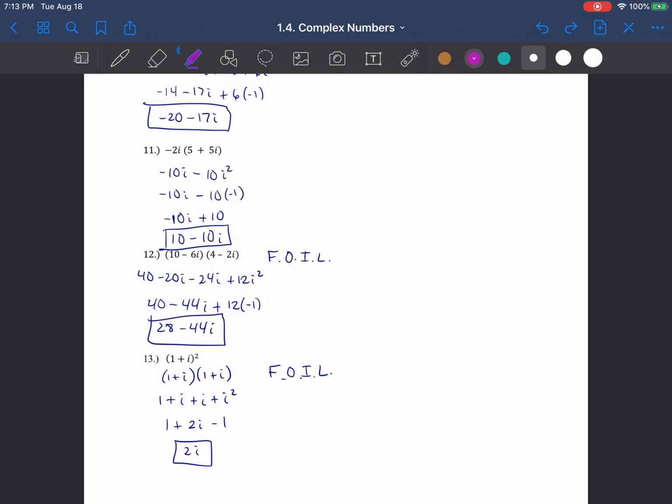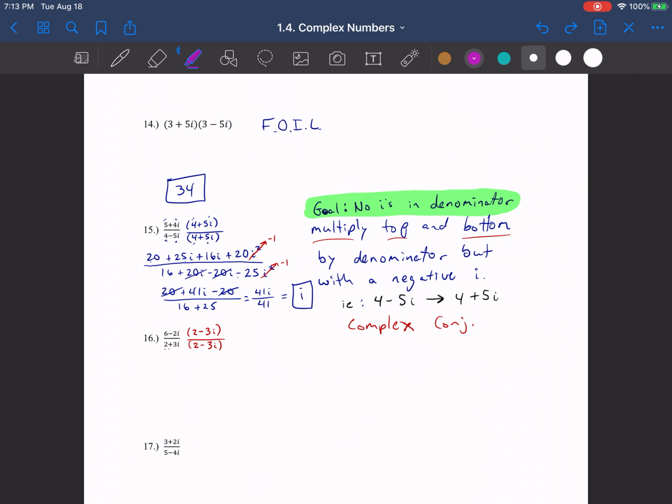But give that a try, make sure you can follow it. Same thing here, this one, purely FOIL. I didn't even write out the actual multiplication here for you, but you should end up with 34. I want you to notice something, that these two numbers are the same, except for that sign right there.